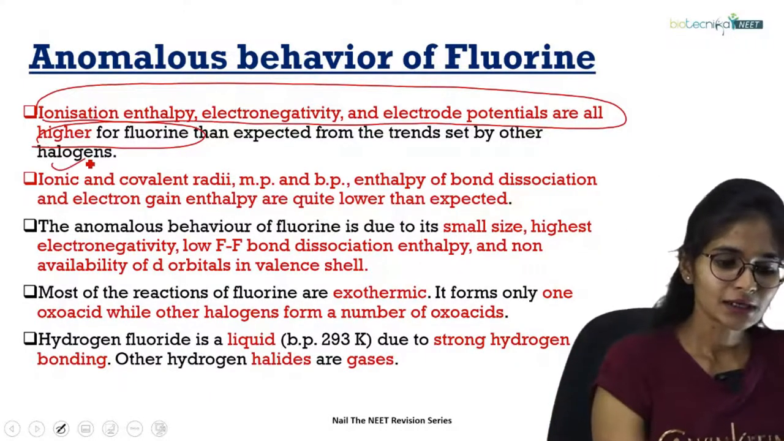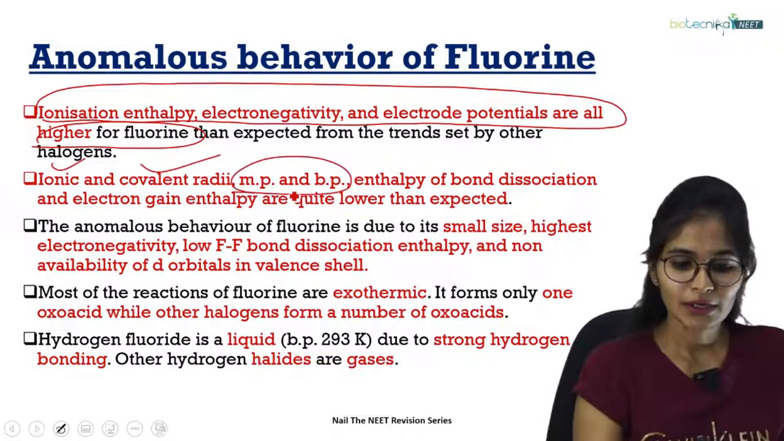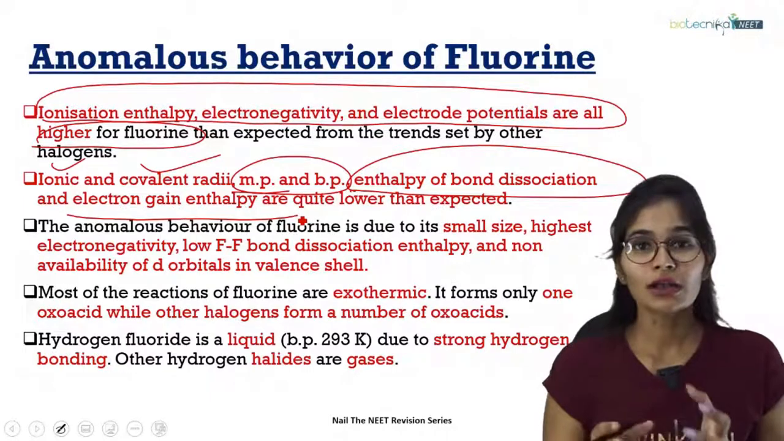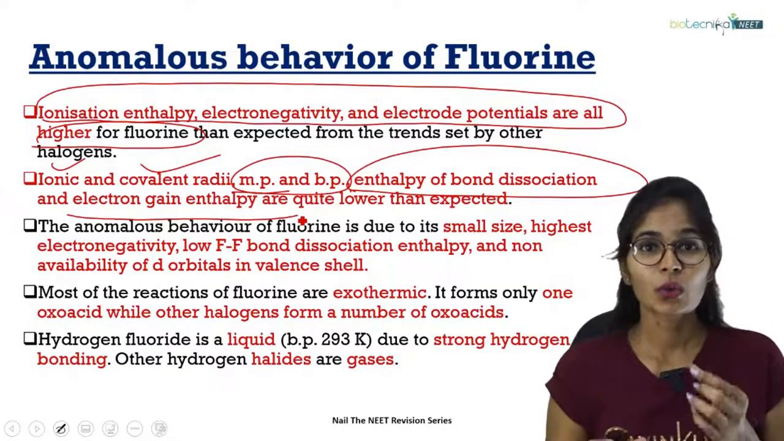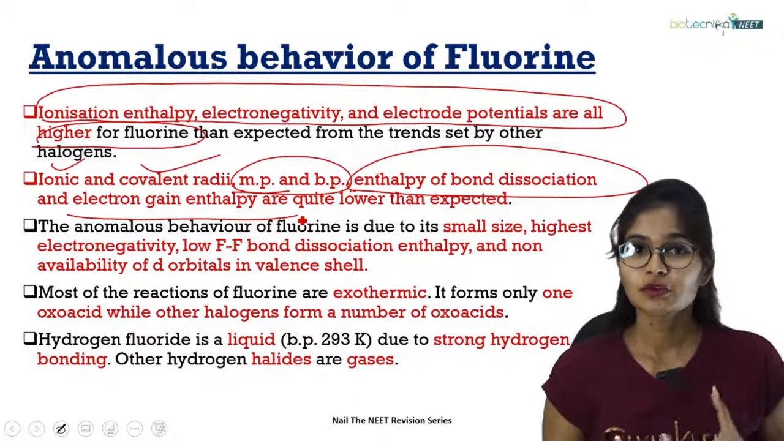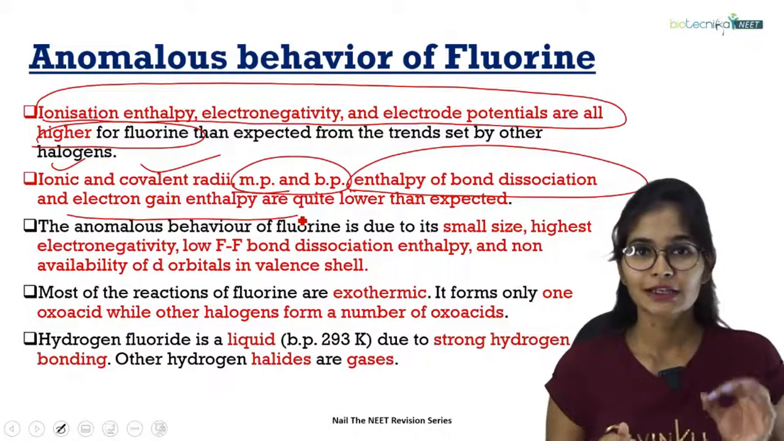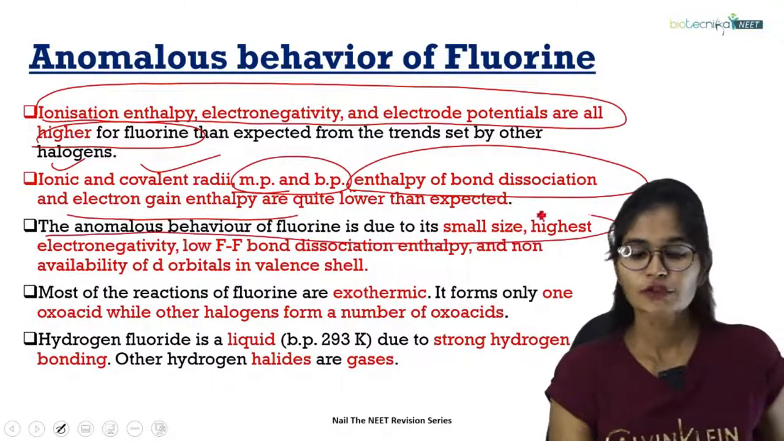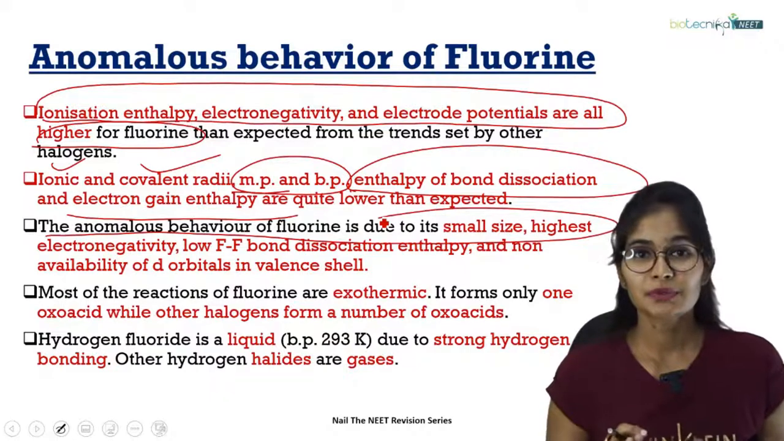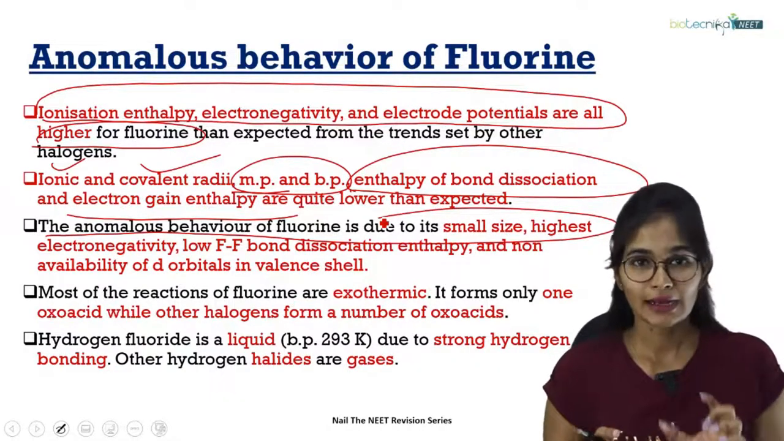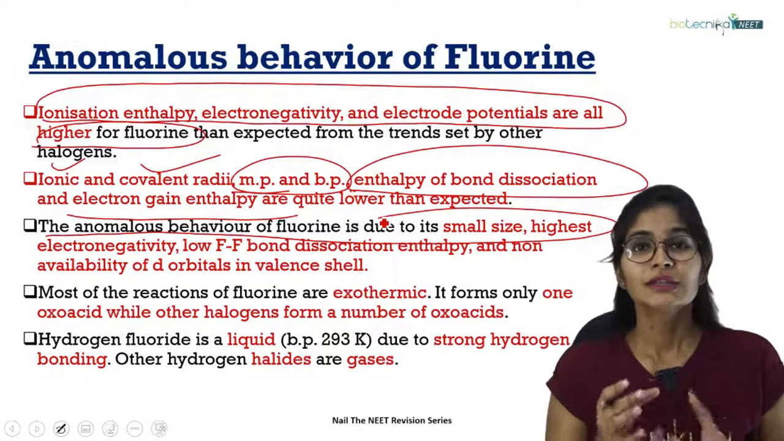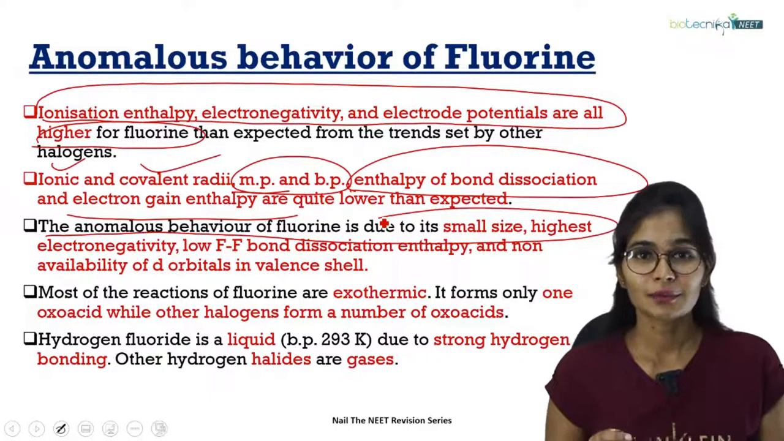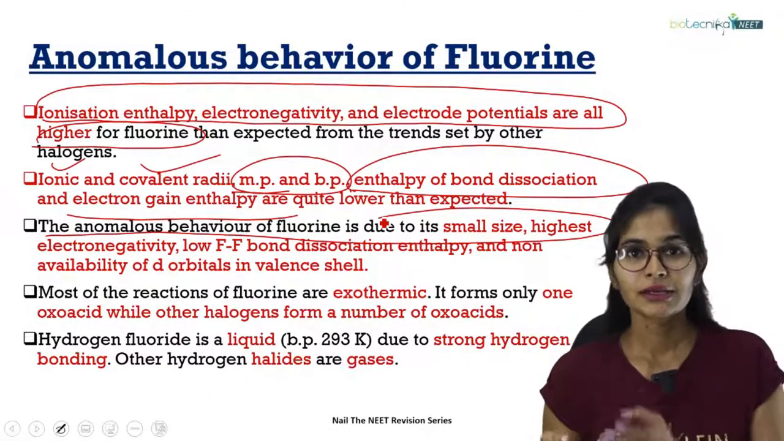Apart from that, ionic and covalent radii, melting point, boiling point, enthalpy of bond dissociation and electron gain enthalpy are expected to be more, but are quite lower compared to all remaining elements. The anomalous behavior of the fluorine atom is with respect to its small size. Because of the small size of the fluorine atom, there will be electron repulsion, and because of that it shows this anomalous behavior compared to chlorine, bromine and iodine.